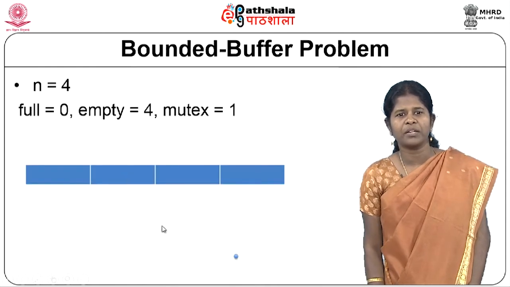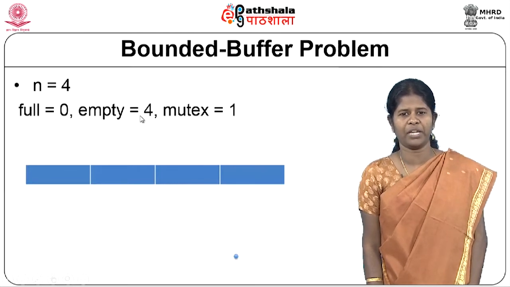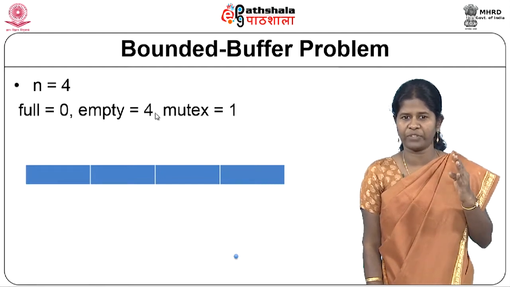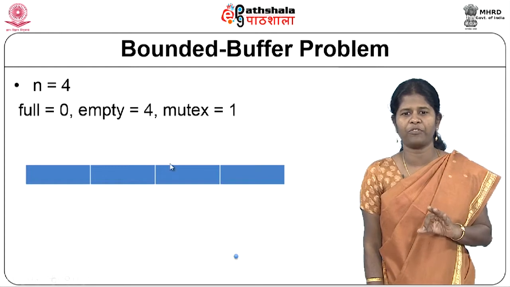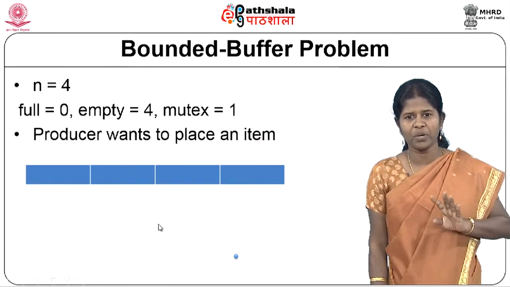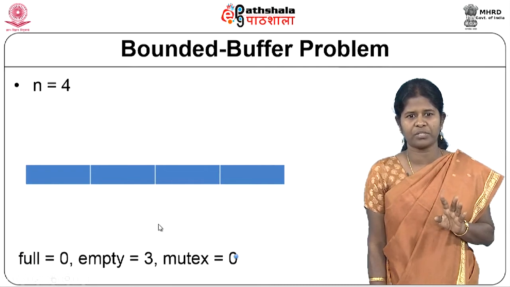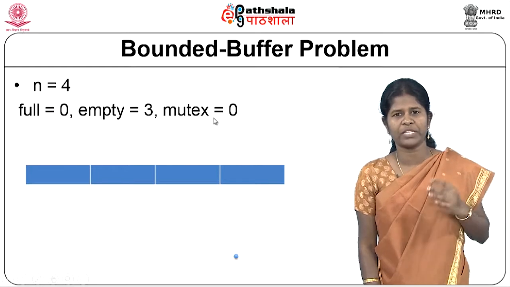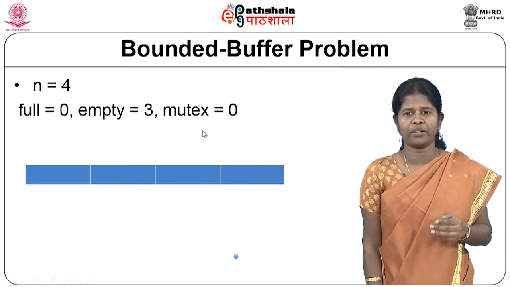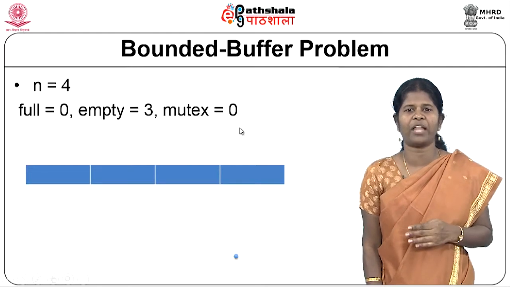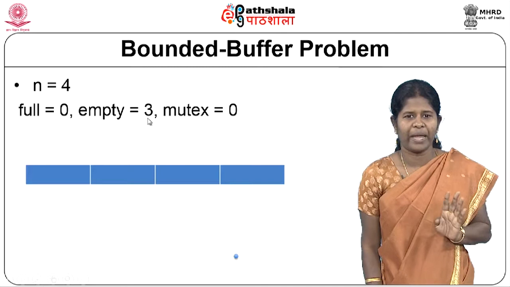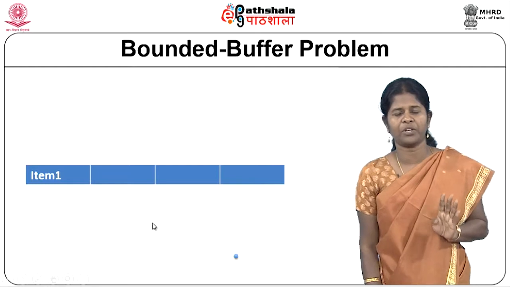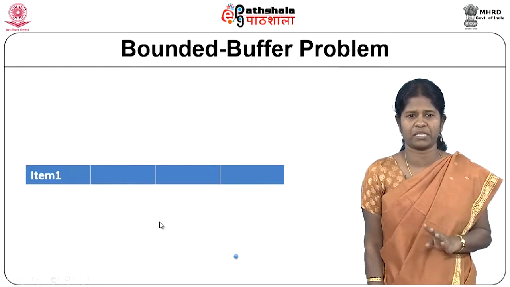So, what happens when you apply wait on empty? It finds that the value of the empty semaphore is 4. So, it will decrement the value of the semaphore by 1, and the value becomes 3. So, the producer wants to place an item and it executes. The value of empty becomes 3, and the value of mutex was earlier 1, and when you execute wait on mutex, it will decrement the value of mutex to 0. So, empty becomes 3, mutex becomes 0, and one item is placed in the buffer.